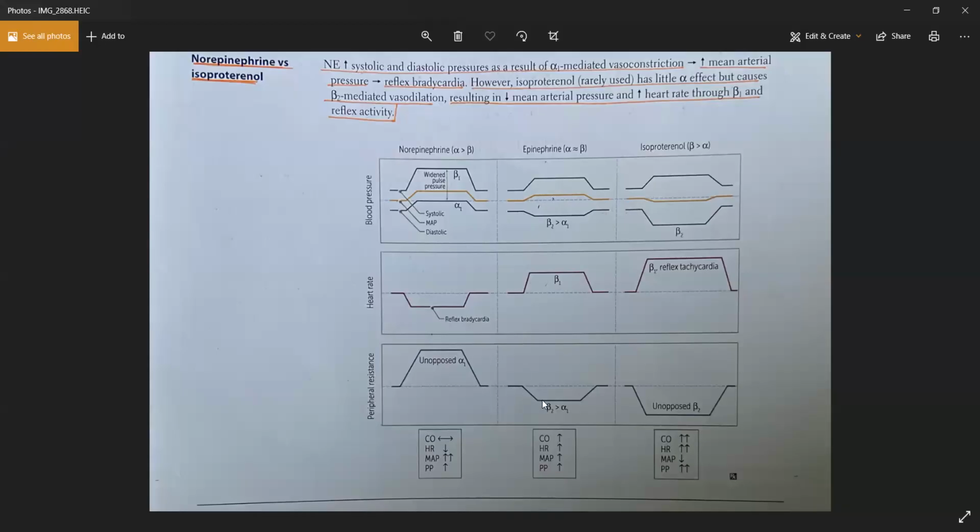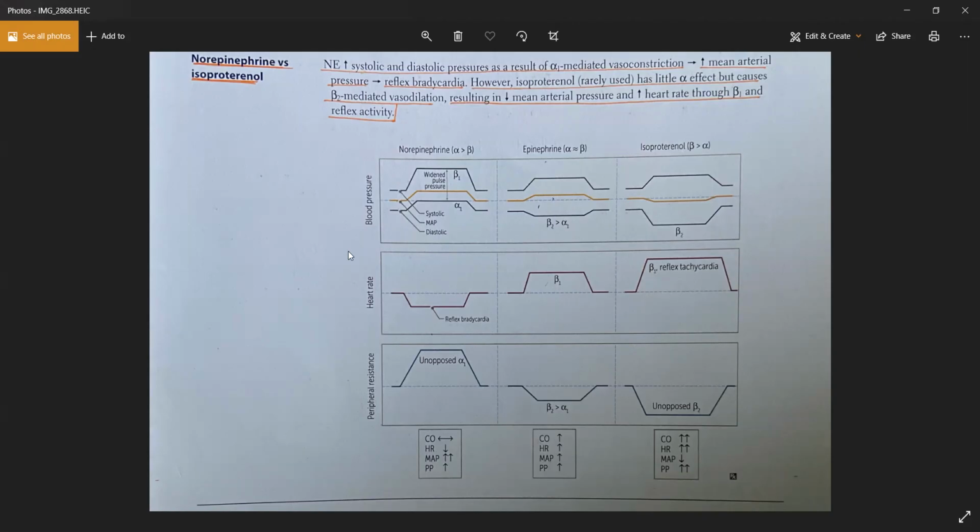So you will get a slight vasodilation, and that's why a slight decrease in the peripheral resistance, not like isoproterenol, which has just the unopposed beta 2 effect. Because you have the alpha effects also, there is a slight drop in the peripheral resistance. So the cardiac output will be increased, the heart rate would be increased because of direct stimulation of beta 1 receptors. The mean arterial pressure would be increased, as well as the pulse pressure.